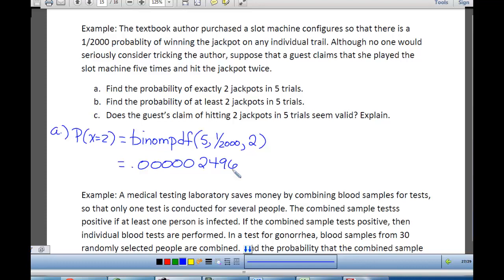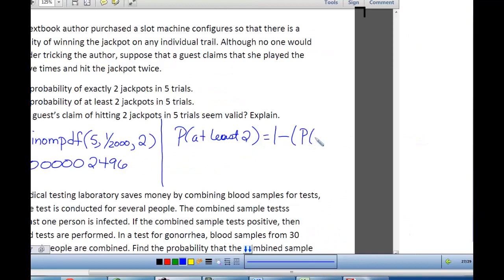Then for B, it says find the probability of at least 2 jackpots in 5 trials. Probability at least 2. That's a little different from at least 1, right? If we were to think about it, we could say 1 minus the probability of 0 plus 1. At least 2. We're using the complement rule. What's left out of at least 2? 0 and 1, right? At least 2 includes 2, 3, 4, and 5. So 0 and 1 are left out.